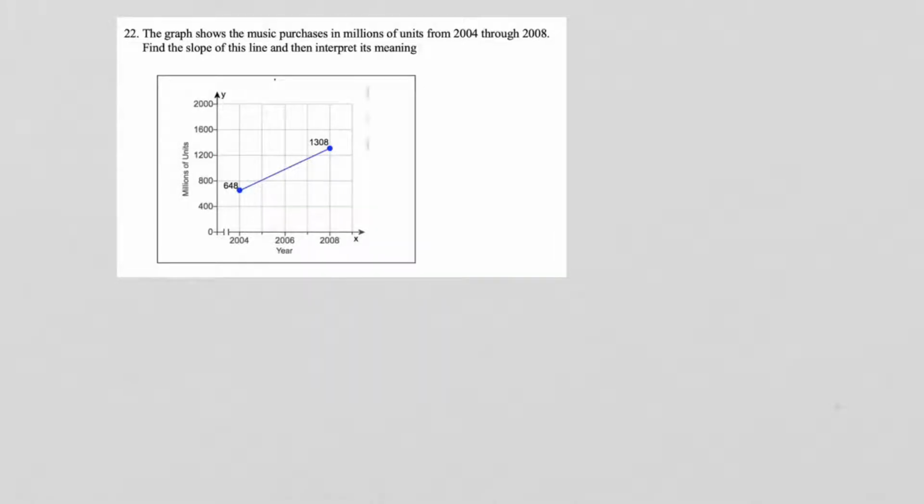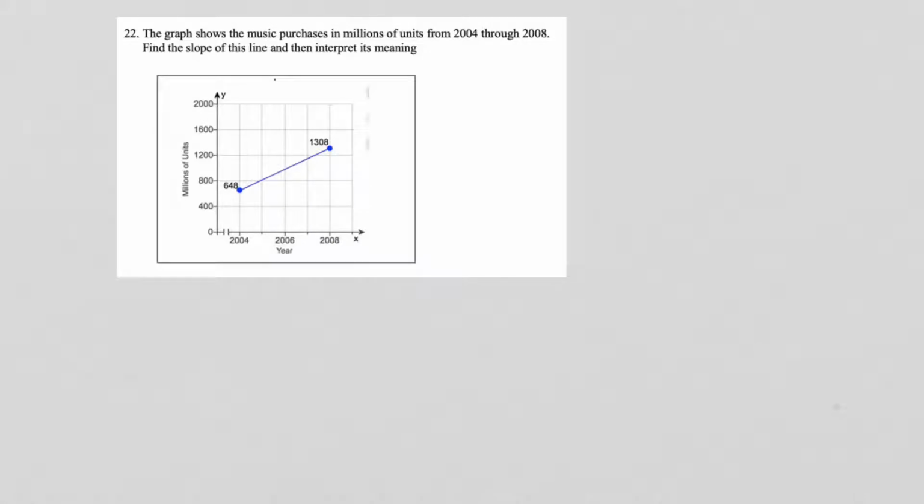We've got a graph here that shows music purchases in millions of units from 2004 to 2008. So if you come down to the graph, we can see things start in 2004 and run through 2008. In 2004, it looks like there were 648 million units of music purchased, and in 2008, 1,308 million units of music purchased.